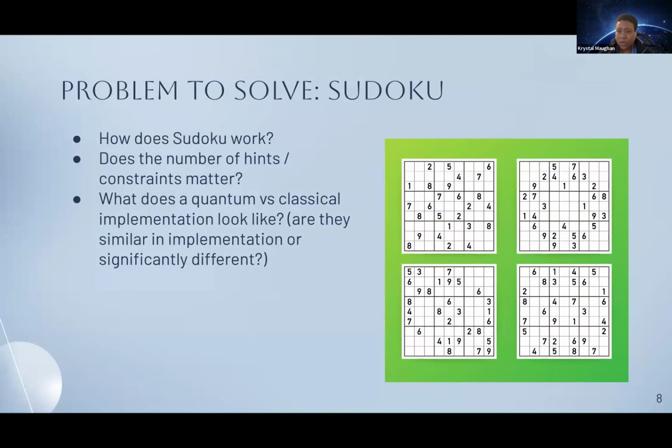So we agreed early on to solve Sudoku. And Sudoku becomes challenging because by changing the number of hints, you get different results. So then what does a quantum versus classical implementation look like? Are they similar in implementation or significantly different? And back then we had no idea.